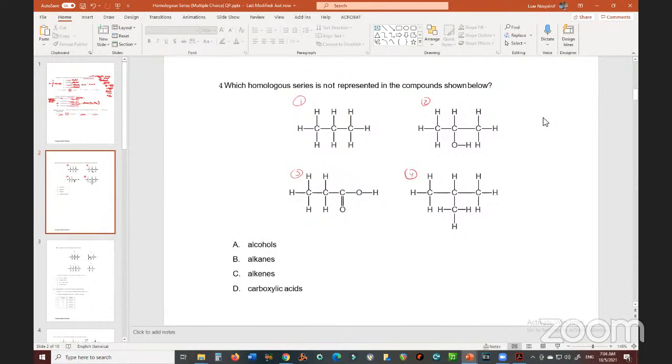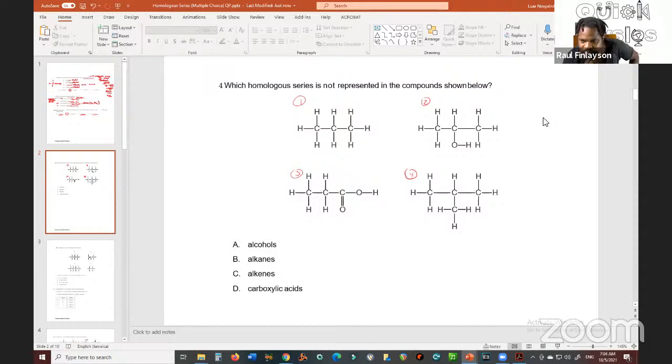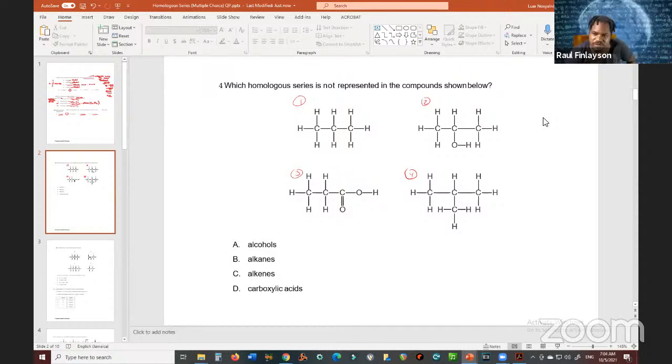Alkane. Okay, Kimberly, very good. Definitely an alkane. What gives that away though? Why is it alkane? It only has single bonds. Yeah, single bonds, with carbon and hydrogen only. So alkane is represented here.